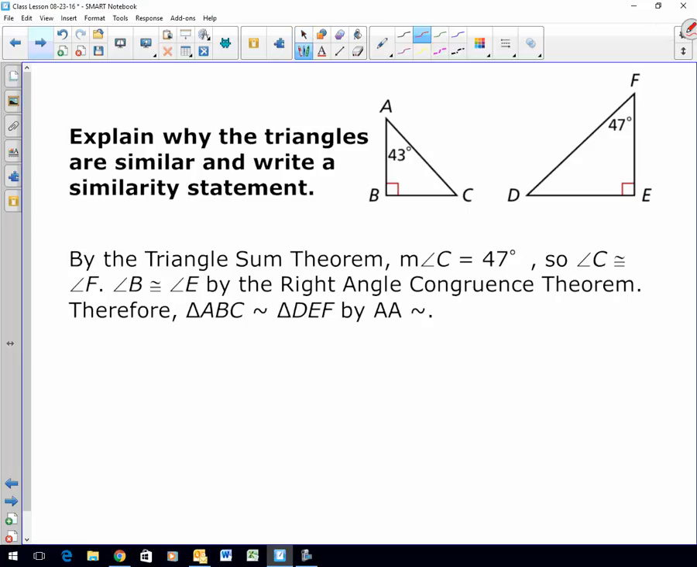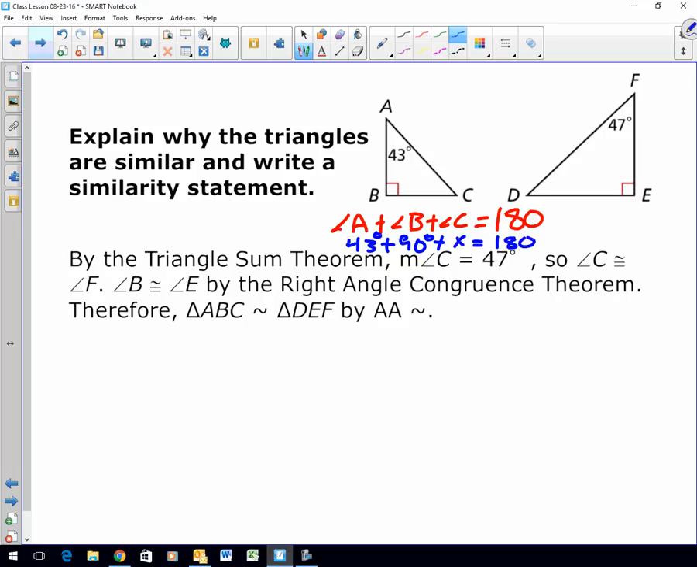My triangle sum theorem says that angle A plus angle B plus angle C equals how much? 180, right? Correct? Well, how much is angle A? 43 degrees. How much is angle B? 90 degrees. How much is angle C? Well, we don't know right now. It's going to end up being 47, but we don't know right now.